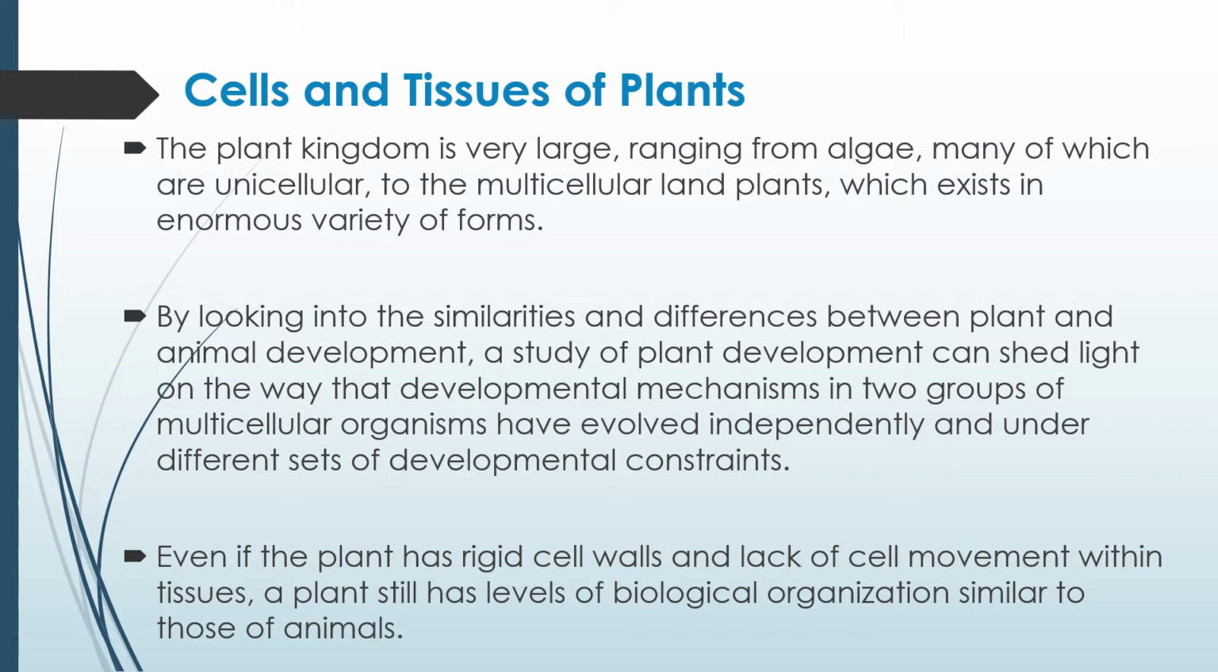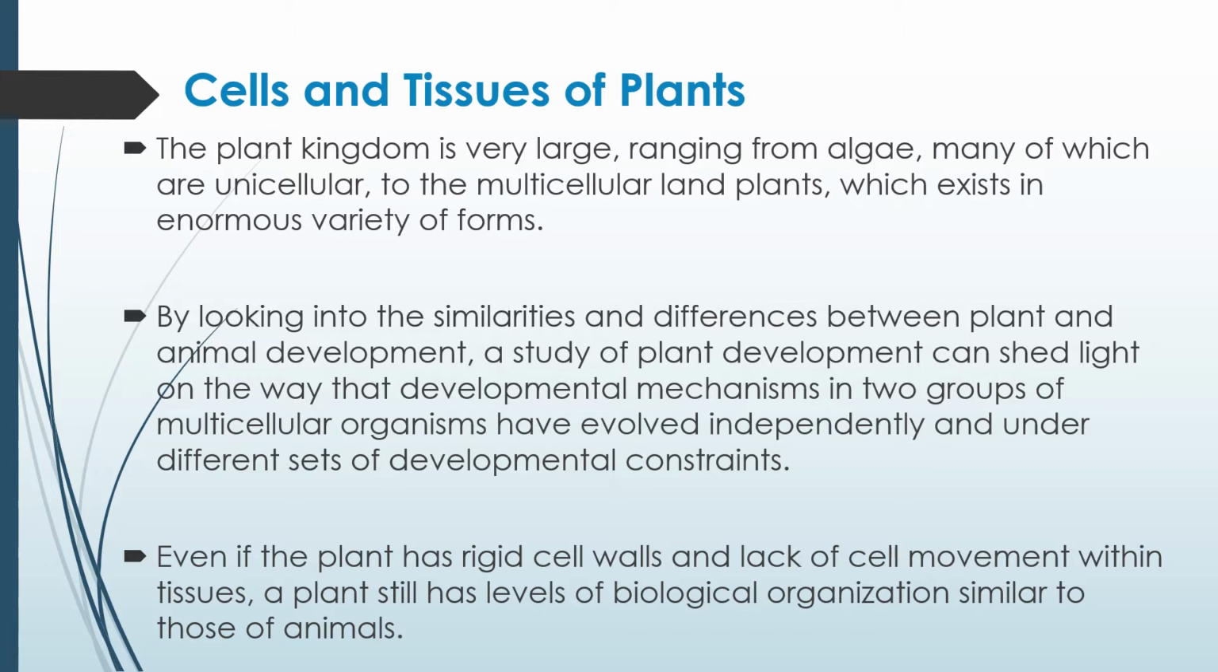Okay, and then of course there is a part in the lineage wherein these unicellular organisms evolved to become multicellular land plants. By looking into the similarities and differences between the plant and animal kingdoms, a study of plant development can shed light on the way that developmental mechanisms in the two groups of multicellular organisms have evolved independently and under different sets of developmental constraints. So how did we have this evolution of multicellular land plants? It's because of the presence of different factors in the environment. For example, the presence of nitrogen and phosphorus in the environment caused the changes in the evolution of these unicellular organisms to become multicellular.